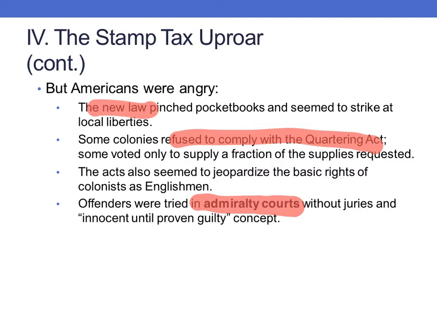So if you knew the guy that was the smuggler and he had brought stuff in for cheaper and people didn't see it as a big deal, they wouldn't punish them, or they would punish them very lightly. So the British didn't like that because they wanted to curb this behavior. So they tried them in these courts without juries, which yet again jeopardized their basic rights, they thought, as Englishmen.